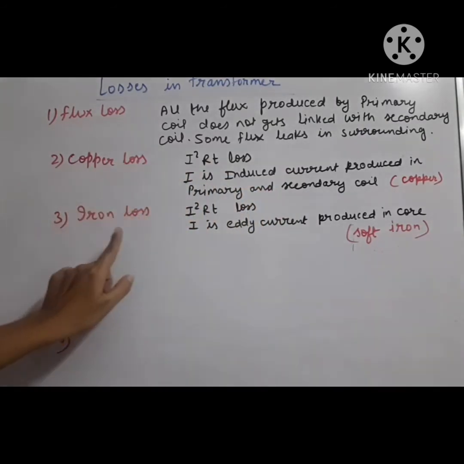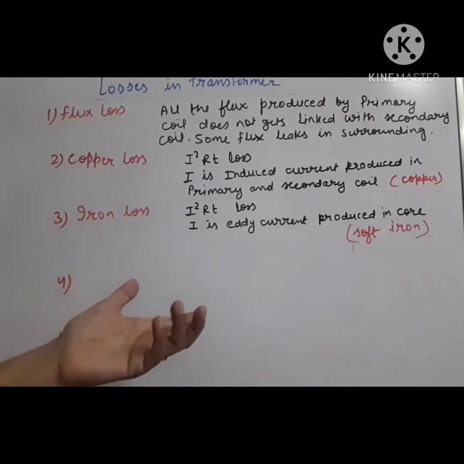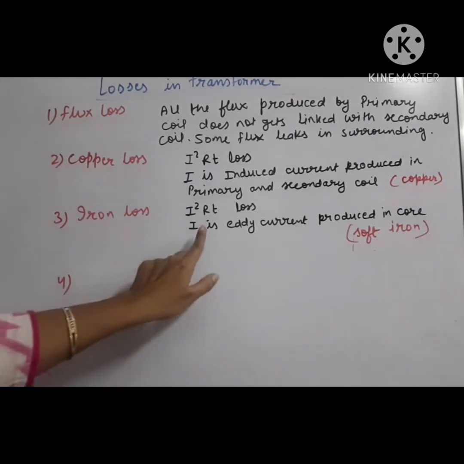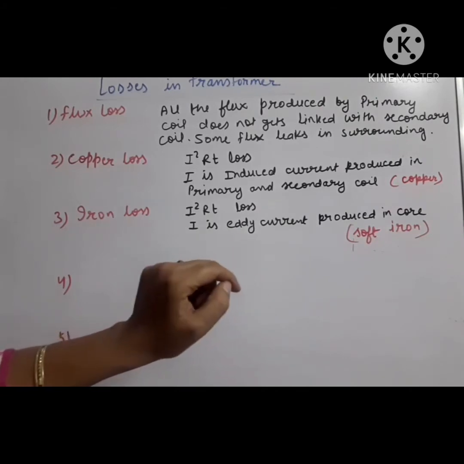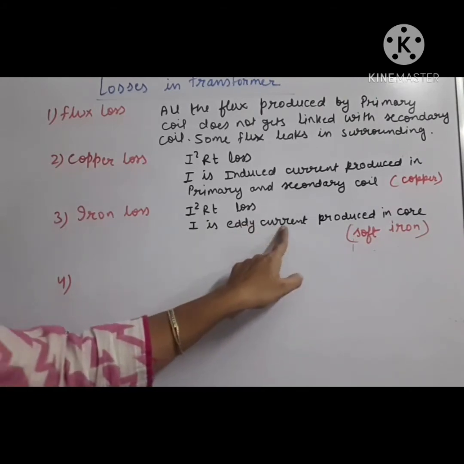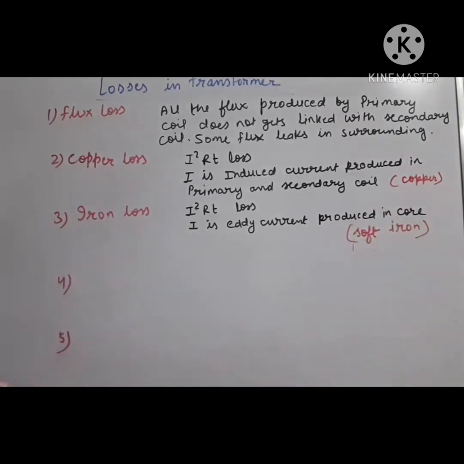Now what is iron loss then? What is made up of iron? Very simple. Here an eddy current is also flowing, no? In the transformer, eddy current is flowing in the core, the core over which the primary and secondary windings are there.